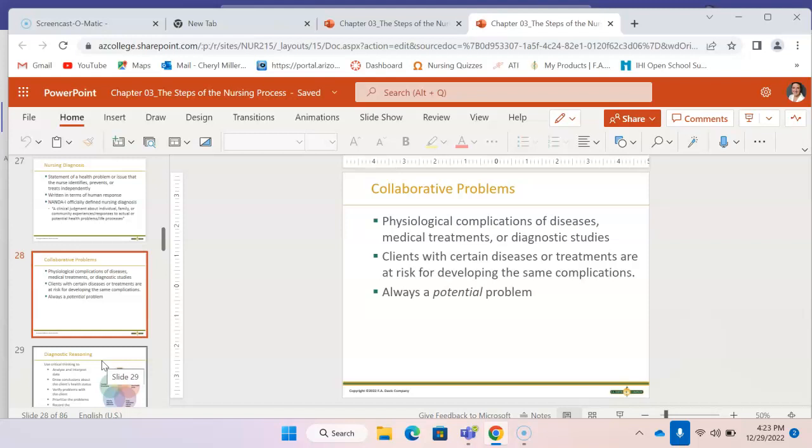Collaborative problems. Are there problems that I need extra people for? Physical therapy, respiratory therapy, are there complications of diseases that I need help with? No medical doctor is going to do everything by themselves. They are going to call in the surgeon to do surgery. They are going to call in the infectious disease doctor if there's an infection, right? So we work in collaboration all the time, okay? So a certain disease or treatment is at risk for developing a complication. Asthma, I'm going to ask the allergy and immunology doctor to come see my patient.